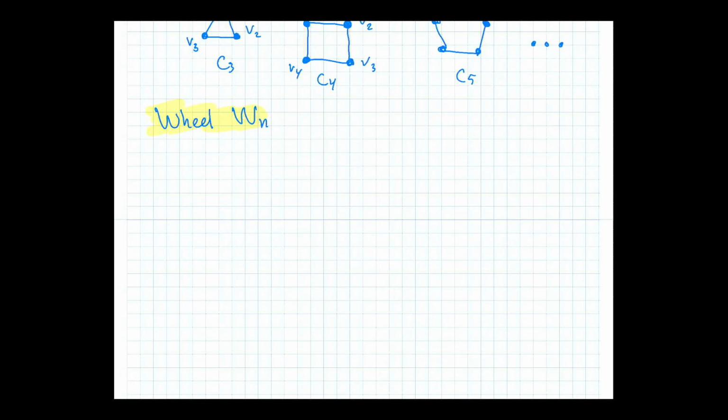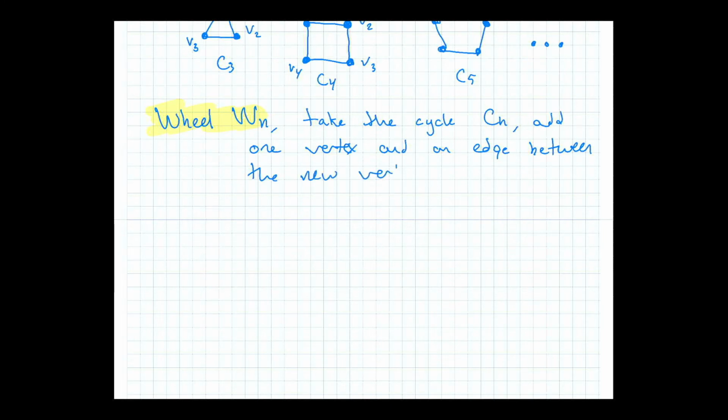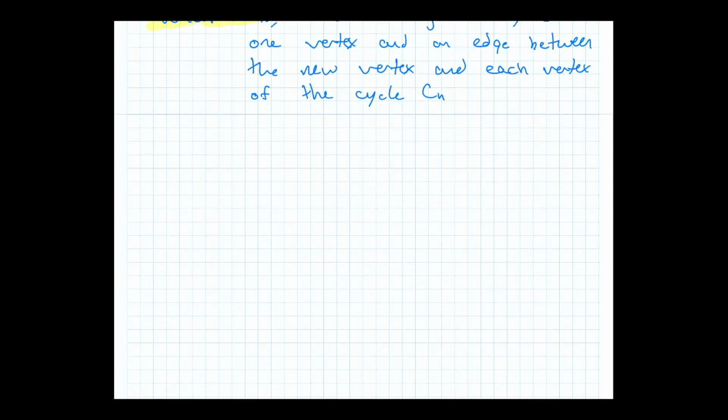So wheel, Wn. What you do is you take the cycle Cn, add one vertex, and add one edge between the new vertex and each of the vertices of Cn. So W3, for example, looks like this.